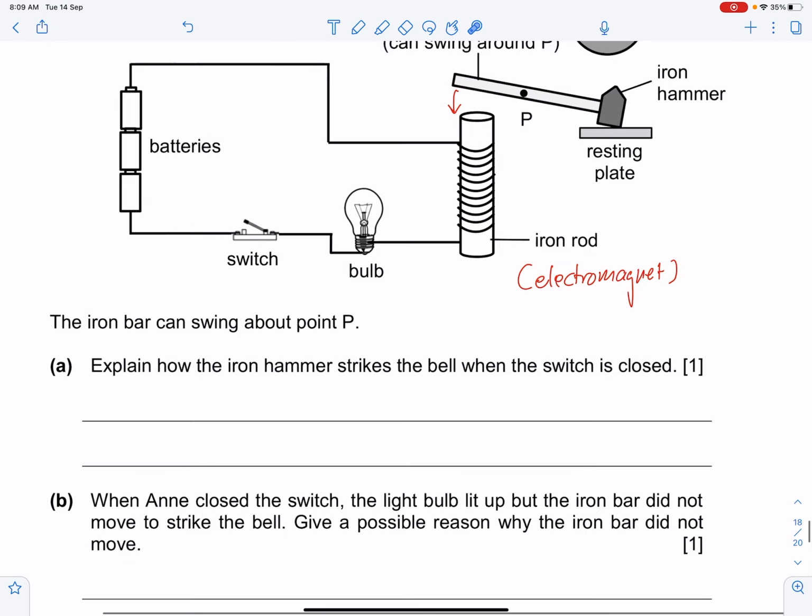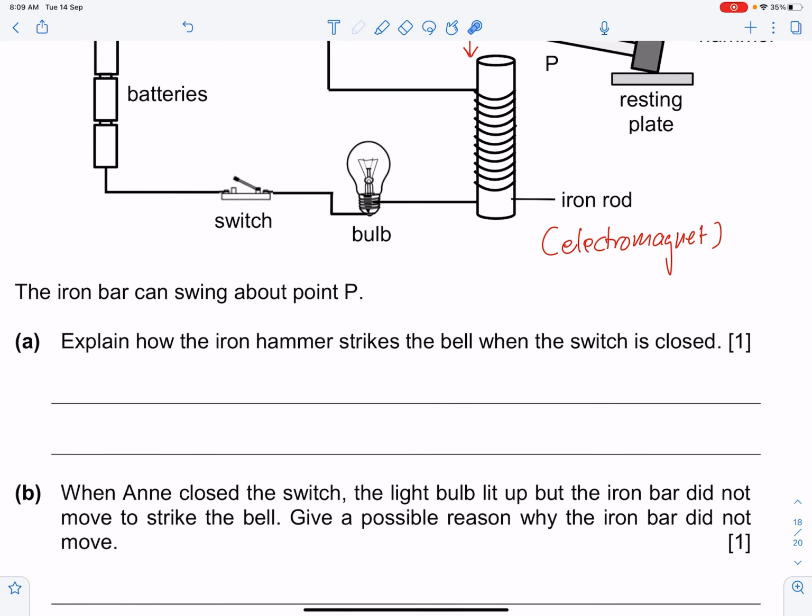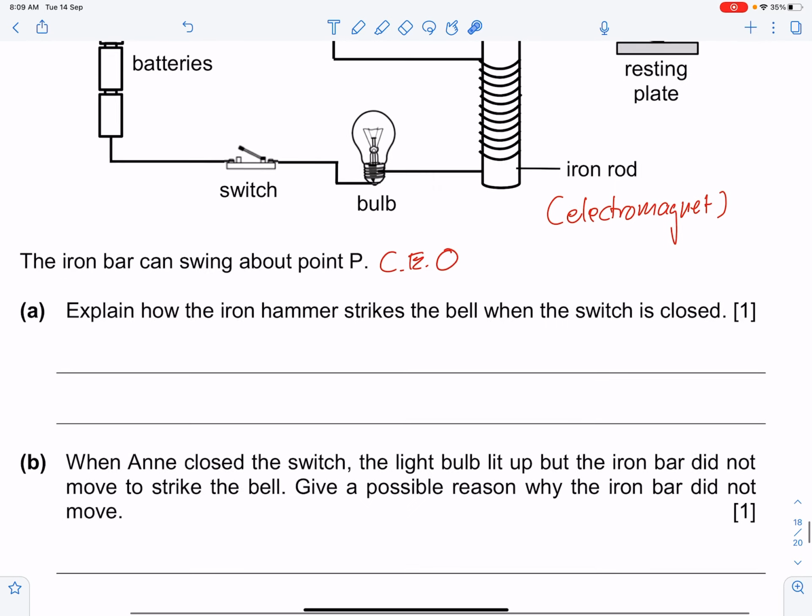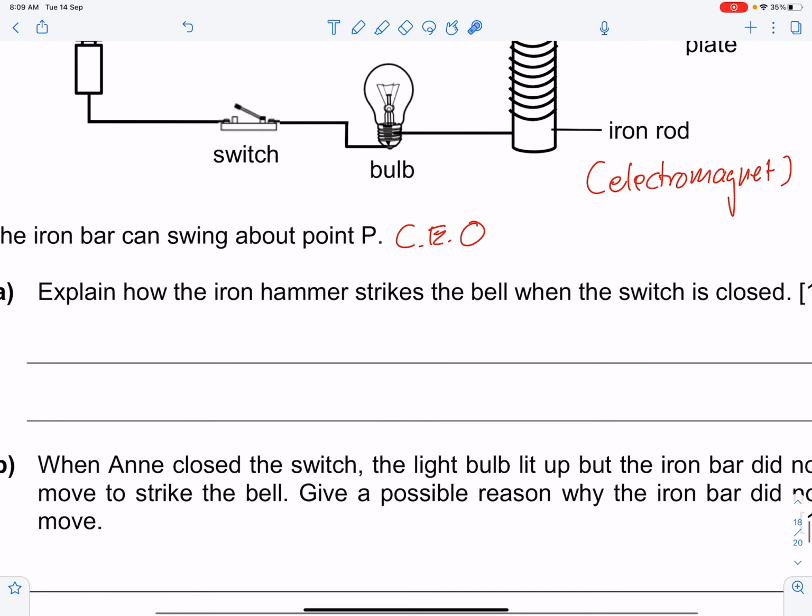Straight off the top, I know it's an electrical circuit. I will use CEO. Something that never fails. C stands for whether or not your circuit is closed or open. E stands for whether your electric current can flow through. O stands for what is the outcome. So you need to say everything. I know this is only worth 1 mark, but guess what? This question can be worth up to 2 marks. And that's why you need to write the full answer.